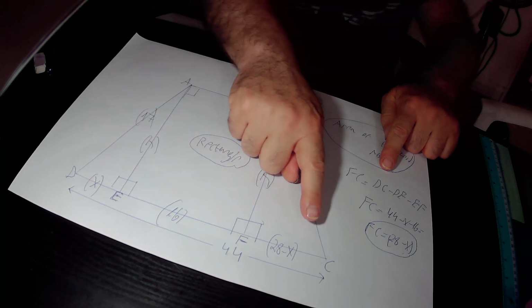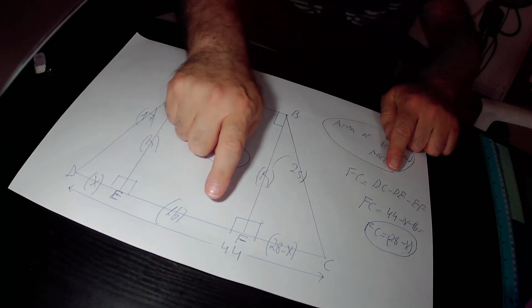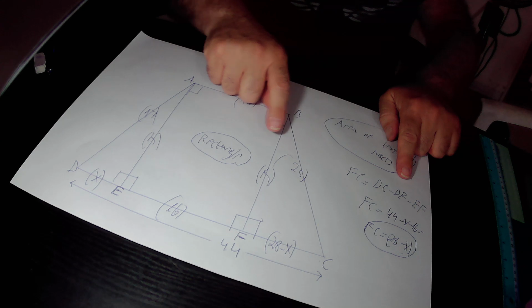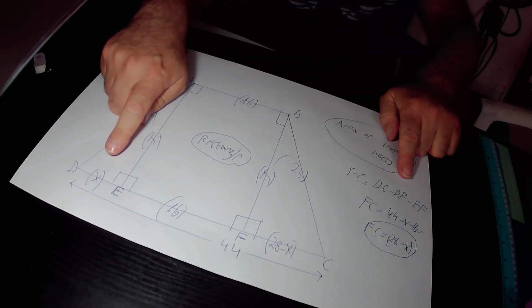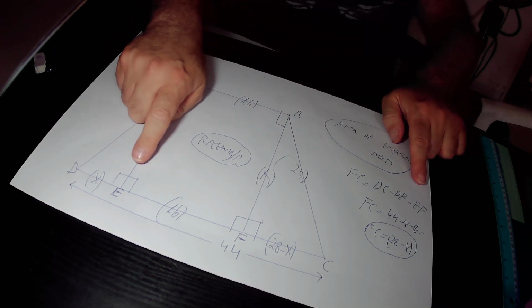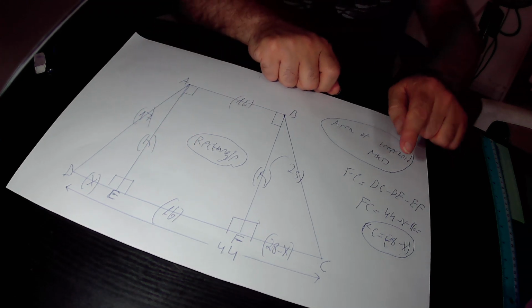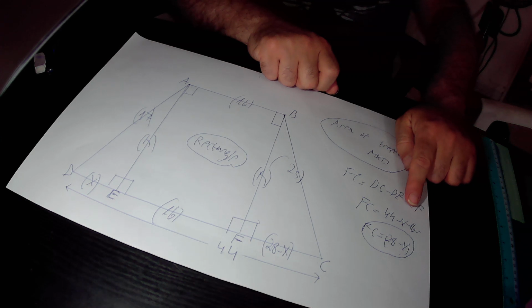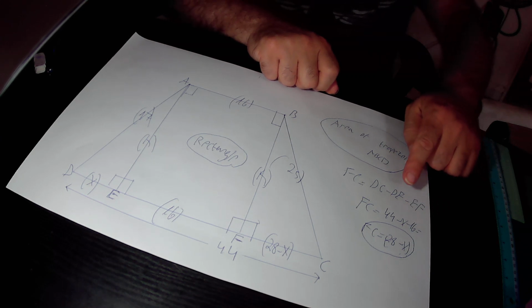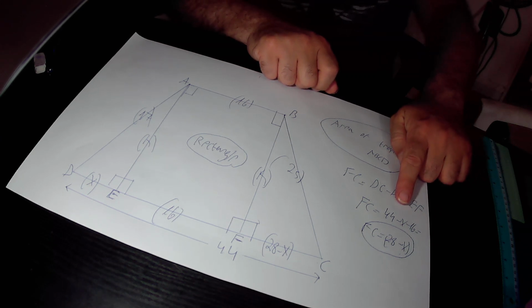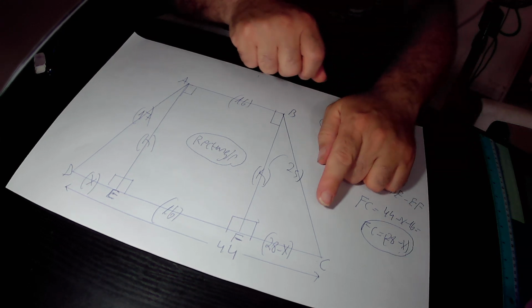DC is 44, according to what is given, minus DE. DE is X according to our definition, minus FE. We already found out that FE equals 16. So in total, FC equals 44 minus X minus 16. 44 minus 16 is 28, so FC in total equals 28 minus X.